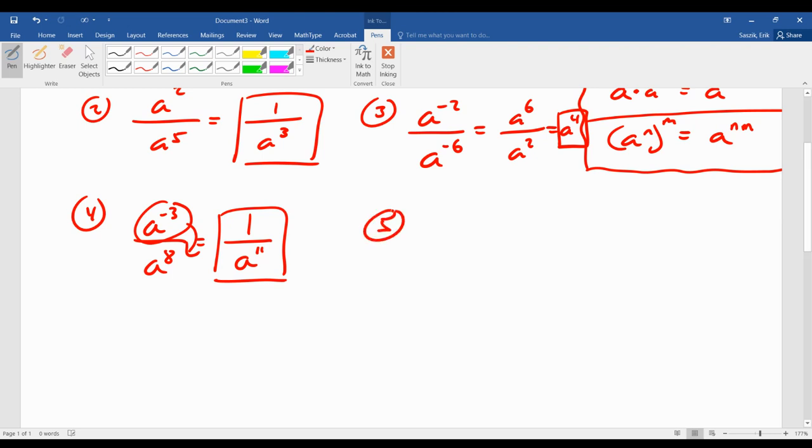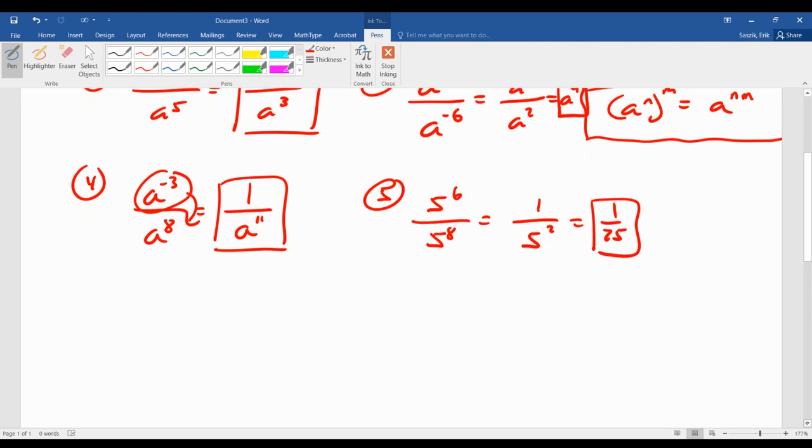Now, clearly, same thing with numbers. If I had 5 to the, well, we've done this in the past, 6th over 5 to the 8th, where do you have more? On the bottom by 2, which would be 1 over 25. Okay, so that's the way to go on those.